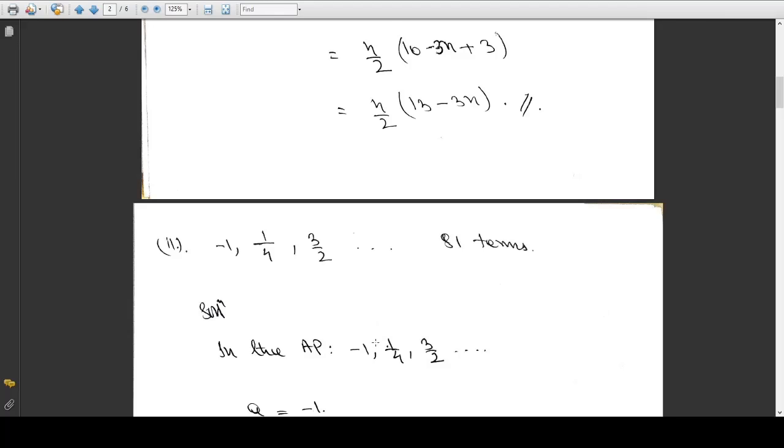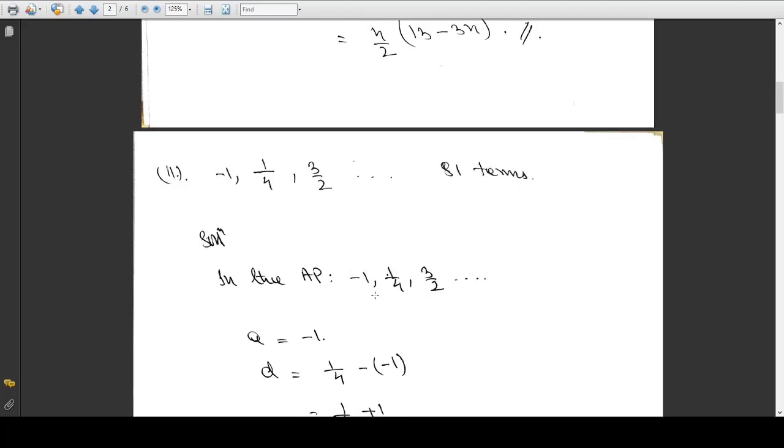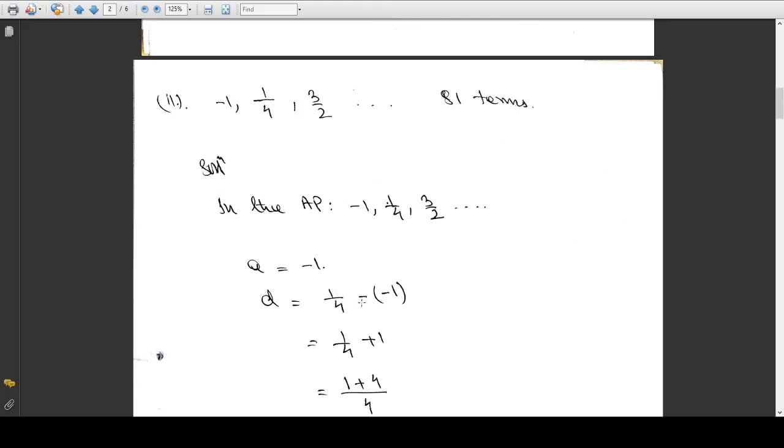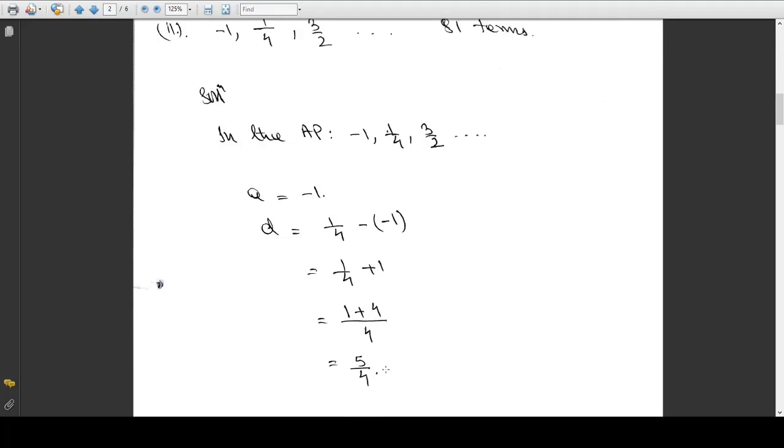Now in the given AP, the first term is -1. The common difference is the second term minus the first term: 1 by 4 minus (-1), which is 1 by 4 plus 1. Here we'll take the LCM of 4 and 1, which is 4. 4 divided by 4 is 1, 1 times 1 is 1. Then below 1, 4 divided by 1 is 4, 4 multiplied by 1 is 4. Then we have in the numerator 1 plus 4 is 5 by 4. The common difference is 5 by 4.